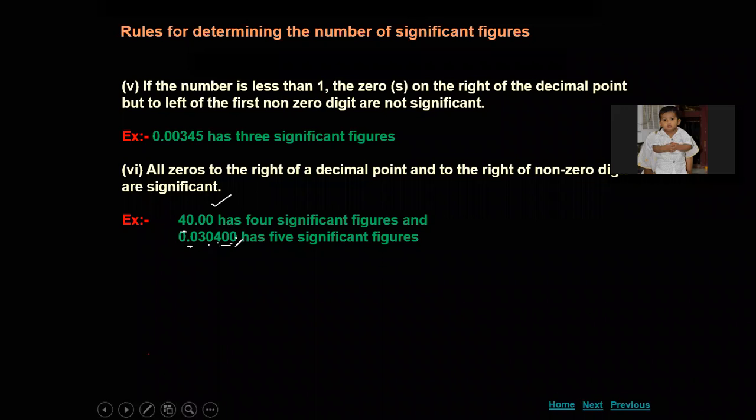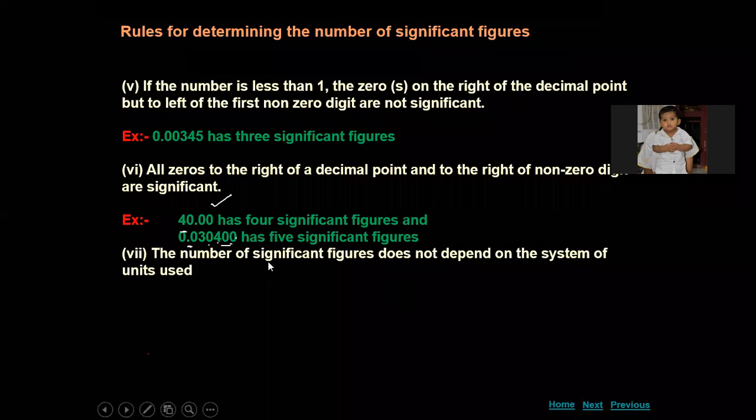Okay, now further, the number of significant figures does not depend on the system of units used. We will see exactly. Like 1.53 centimeter is there. How many significant figures? 3. All are non-zero. Here, if we convert this into meters, it will become 0.0153. According to this rule only, this 0 is non-significant. Only these 3 are significant. Now how many significant figures here? Again 3 only. If we convert it into kilometers, what happens?